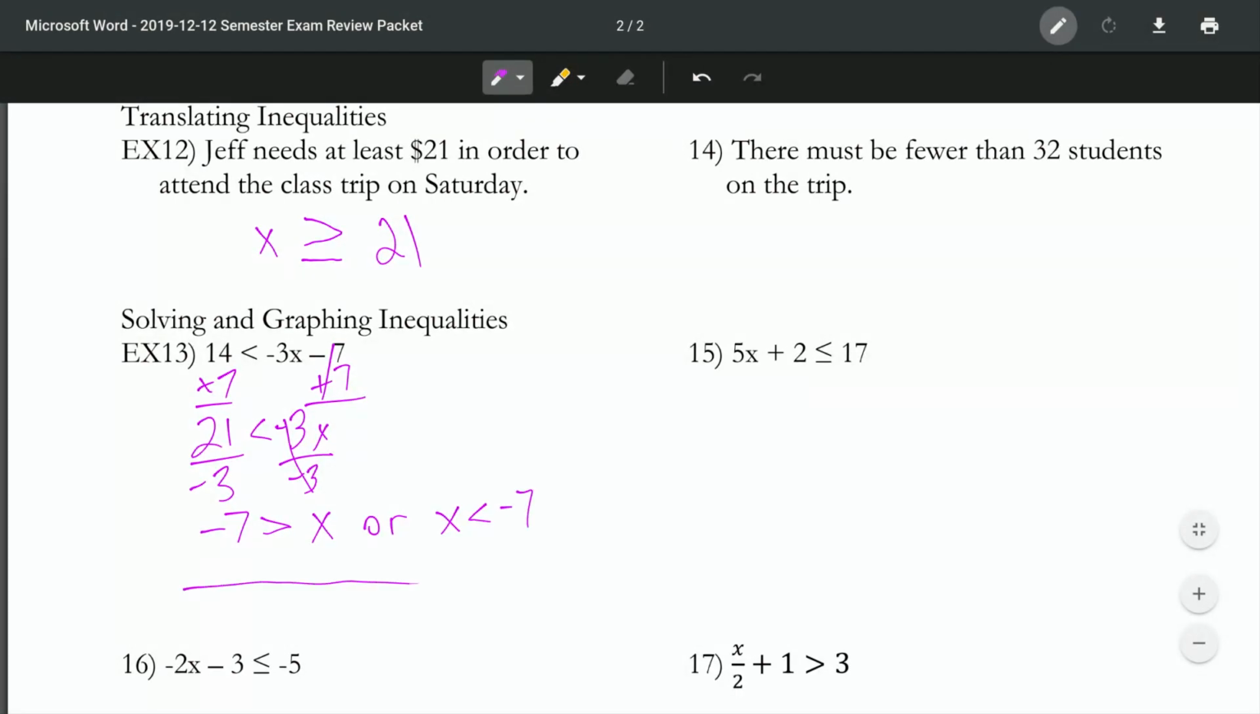So of course draw our line segment or our number line. Put a couple of numbers on there. And let's graph it. So no equal to, open dot. x is less than negative 7. So shade to the left.